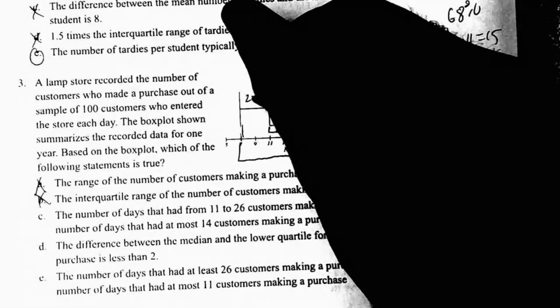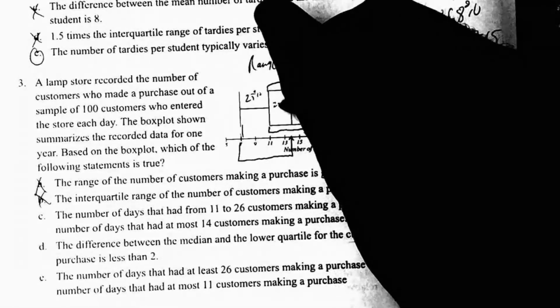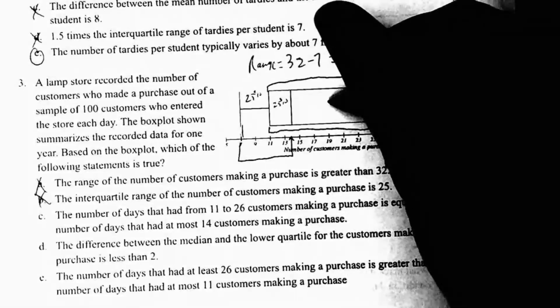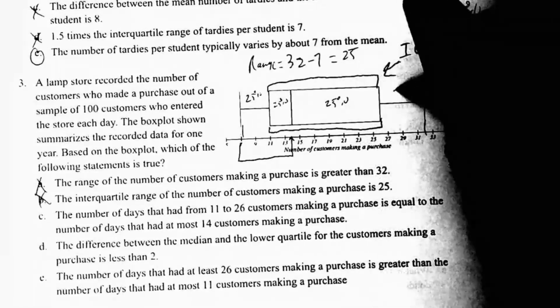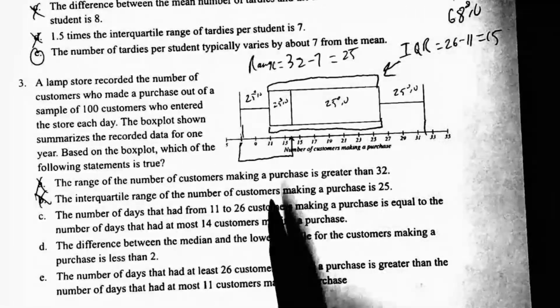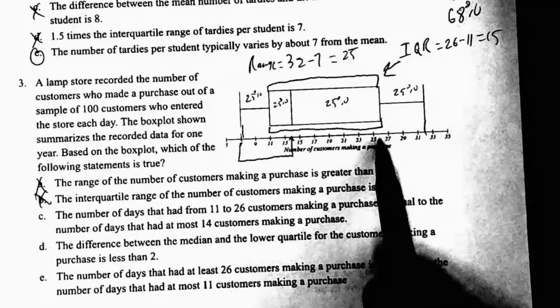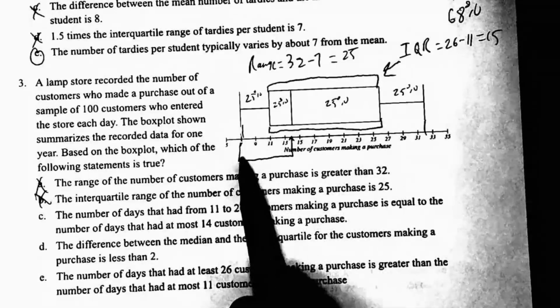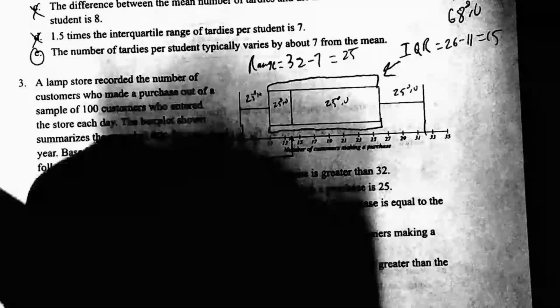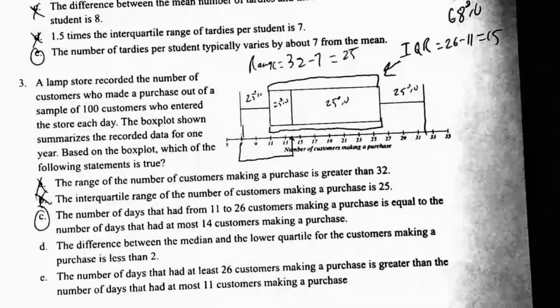So from here to here, that's 25%. This is 25%. This section here is 25%. And this section here is 25% of the data. So from 11 to 26 is 50%. And from 7 to 14 is also 50%. So C is correct here. Let's just read the others.